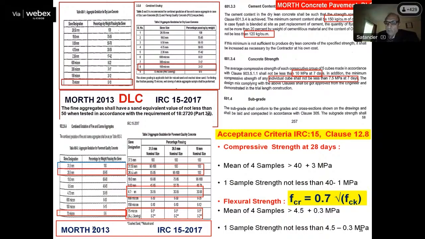flexural strength. Modulus of rupture, tensile strength, beam strength, same meaning. Minimum 4.5, acceptance 4.8. One sample can be 4.2, that is 4.5 minus 0.3. One sample can be 4.2, but the average should be 4.8.